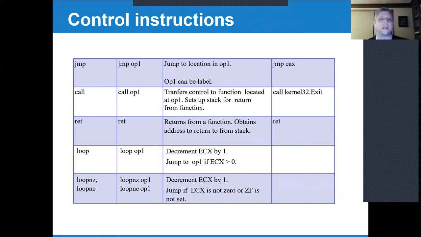And that just leads us right into ret, which is just return from a function. The loop instruction will basically just jump back to another address. And when it does that, it decrements ECX by one. And if it ever gets to where ECX is less than or equal to zero, then it will just keep going. So this is a very quick way to do a loop. And loop NZ and loop NE are essentially the same thing.